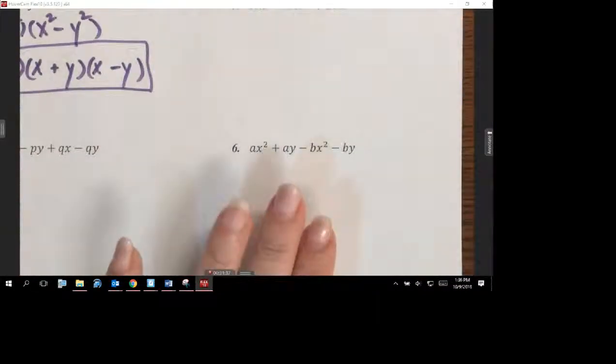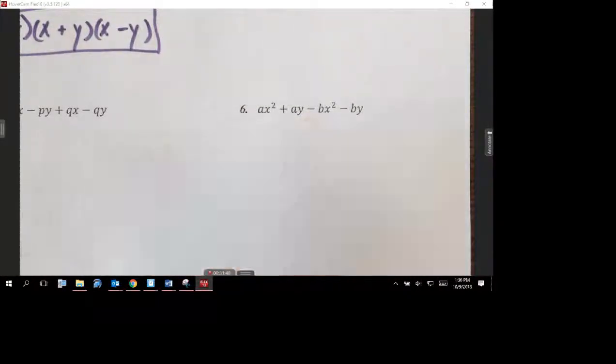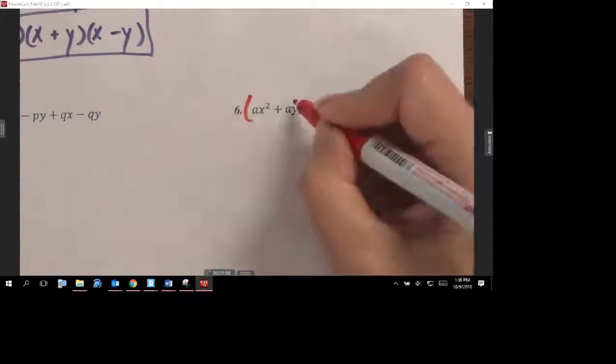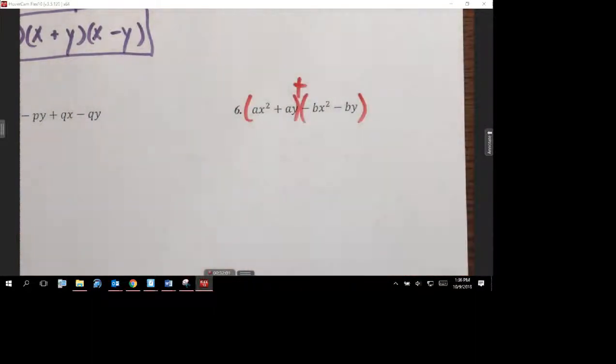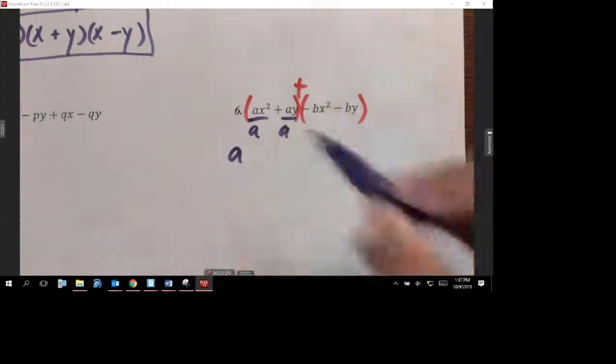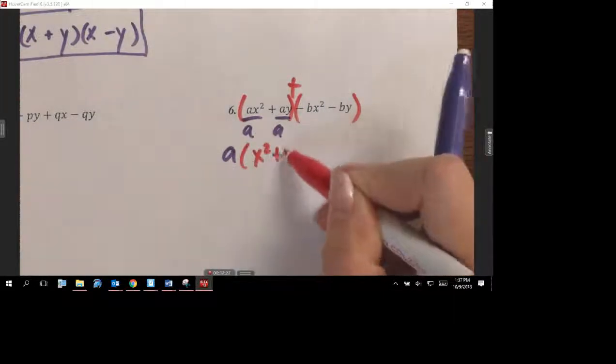And let's look at 6. What is our first step? Is there a GCF in all 4 terms? Okay, then it is 4 terms. What do I do for 4 terms? Group them. Yeah. So we're going to put parentheses around the first 2 and the last 2 and put a plus sign in between. What do we do with the first parenthesis? Is there a GCF of the first parenthesis? A. So let's take out the A. Left with x squared plus y.